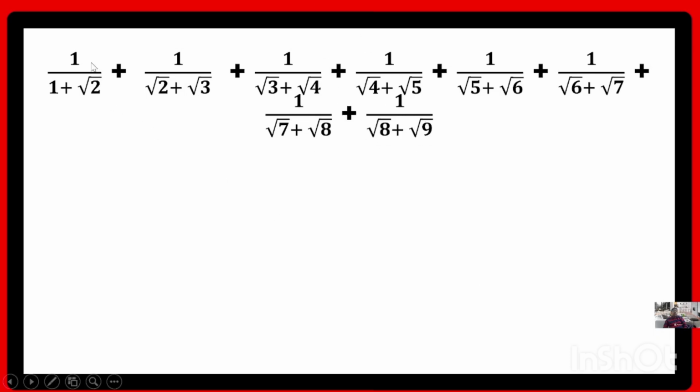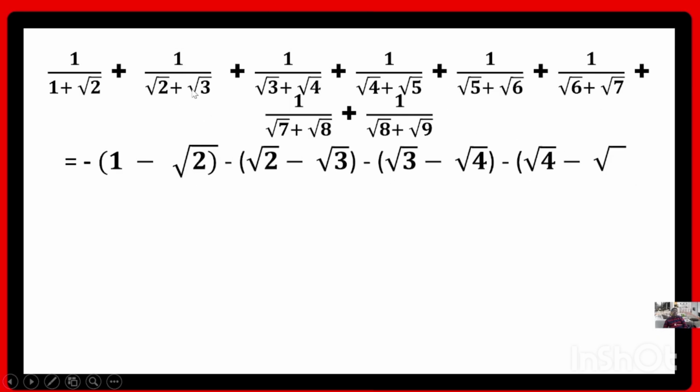Okay, we got 1 upon 1 plus root 2. In place of 1 upon 1 plus root 2, we can write what? Minus of 1 minus root 2. In a similar manner, the second term is 1 upon root 2 plus root 3. It will be minus of root 2 minus root 3. Third term, 1 upon root 3 plus root 4. It will be minus of root 3 minus root 4.